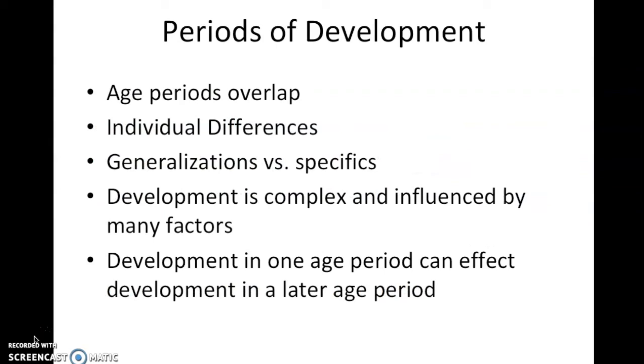As seen on this slide, there are many reasons why placing the statements about development into a given age period isn't always straightforward. First of all, the age periods overlap. For example, the period of early childhood is 2 to 6, while the period of middle childhood is 6 to 11. Second of all, people develop at their own rate, meaning that there are individual differences in development. Also, the statements reflect generalizations of development, and actual specific development may vary. As noted in earlier videos, development is complex and influenced by many factors. Finally, development in one age period can affect development in later age periods.